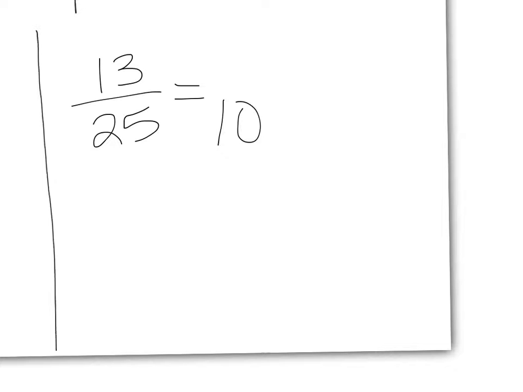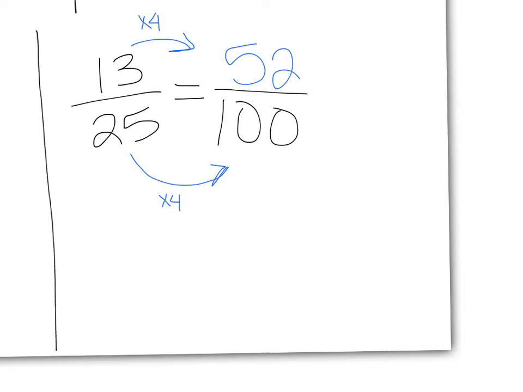Okay, let's do 13 over 25. Okay, so once again, remember, our goal is to get that 100 in the denominator. So hopefully you notice that I can take 25 times 4, and that will give me 100. So if I do the same thing on my numerator, 13 times 4 gives me 52, I believe. So that number over 100, that is my percent.